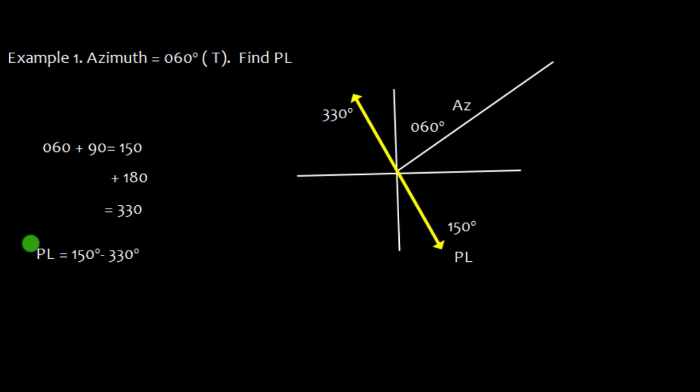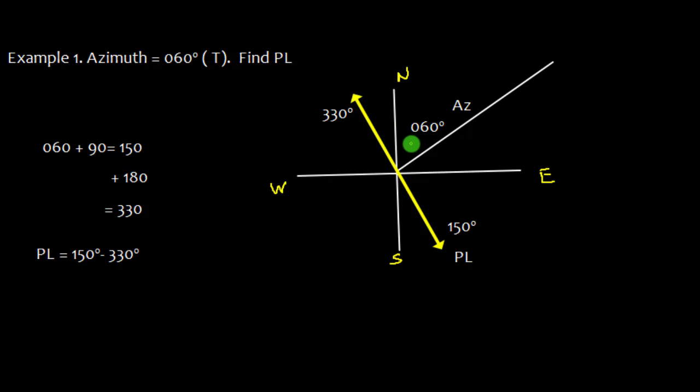So let's have these examples which will give you a better idea. Suppose azimuth is 060 degrees true. Then you have to find the position line. Well, let's have this diagram, and here this is north, this is south, this is east, and this is west.